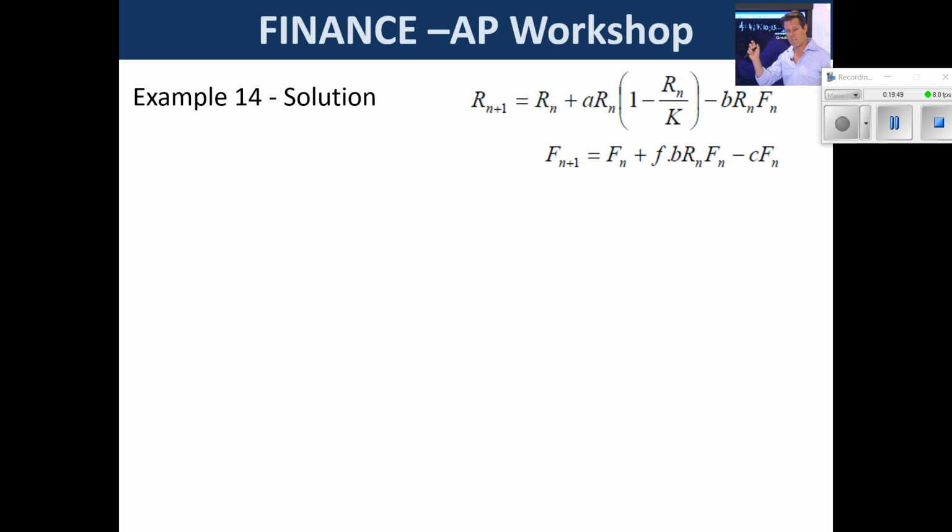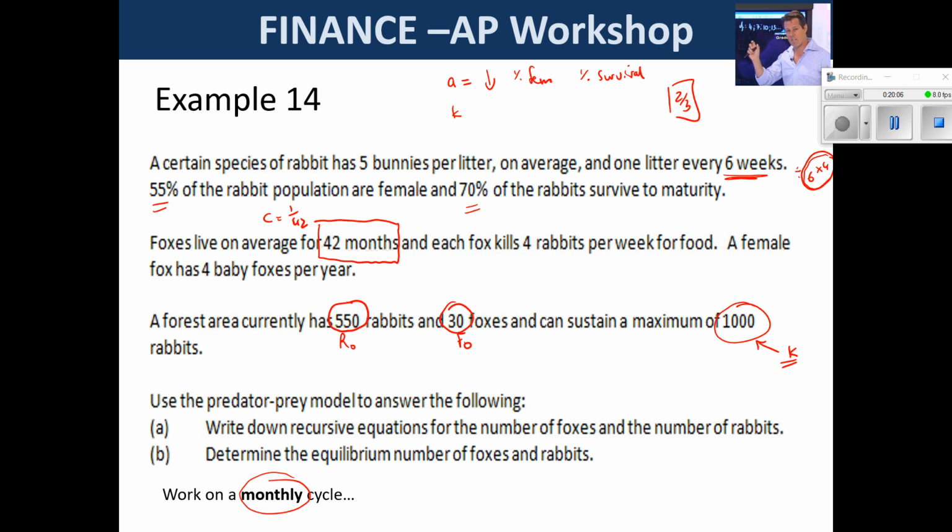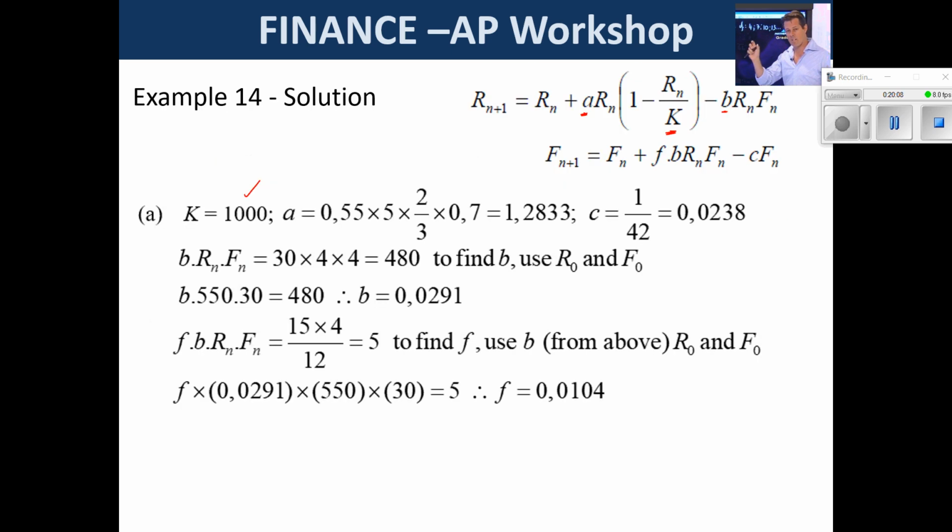Here are the formulas. Remember, you're trying to find an A, you're trying to find a K, and you're trying to find that B, which is the harder of those things. So the carrying capacity, easy, we've seen was 1,000. A, what we're saying to ourselves is, I'm just trying to remember what was the 55% of female, 70% of maturity. So this is the maturity, female, and then they're having 5 offspring every 6 weeks.